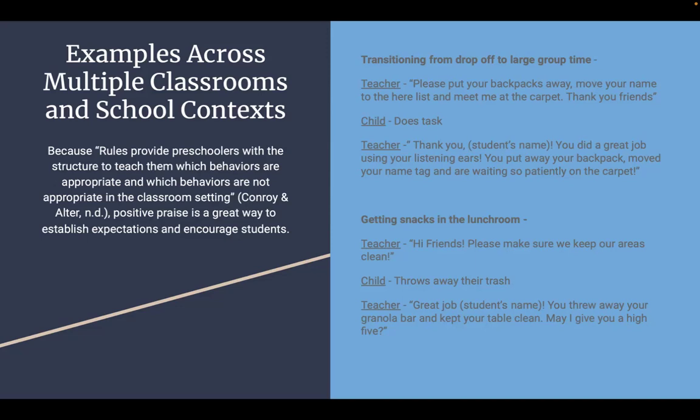Another example in the classroom setting is getting snacks in the lunchroom. So the teacher might say, hi, friends, please make sure we keep our areas clean. The child maybe throws away their trash. The teacher can then say, great job, and then the student's name. Again, we want to identify them. You threw away your granola bar and kept your table clean. May I give you a high five? This is a great way to reward the child for positive behaviors in the classroom.